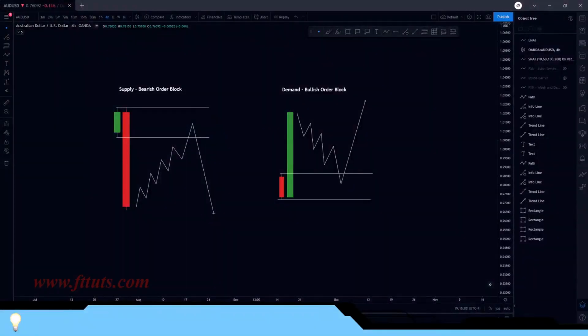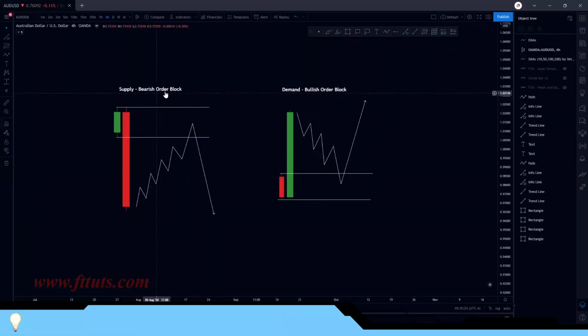Supply and demand is a key concept to trade financial markets. It is also referred to as a bearish or bullish order block. So as you can see here on the screen, a supply zone is a bearish order block and a demand zone is a bullish order block.